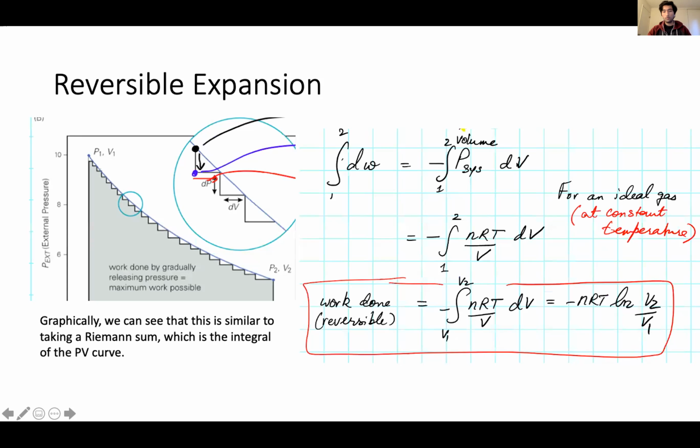And so again, what helps us is that because we're using an ideal gas at a constant temperature, you can substitute the system pressure using the ideal gas law, which, if you recall, is PV equals nRT. And then since we're integrating with respect to volume, you'll arrive at this expression. And the result of this equation is really useful for problem sets and also midterms going forward. Any questions so far?